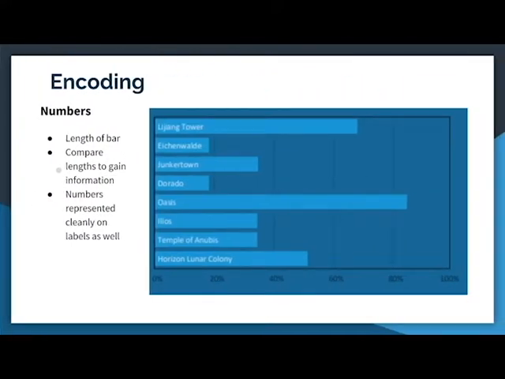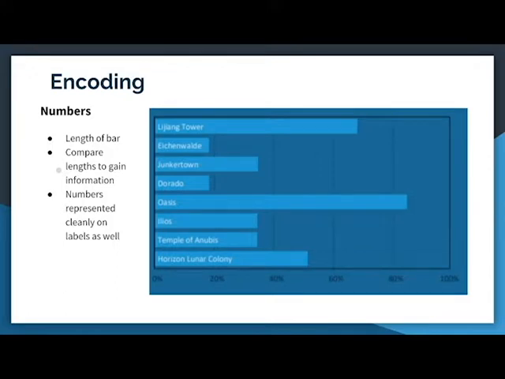So for my numbers display, what I used to encode the numbers are the length of the bars in the bar graph. I chose to do this to compare the win percentage of Dallas Fuel on each map, and I think a bar graph makes sense here because viewers will be able to very easily compare these numbers because they're right next to each other on the bar graph. And it also helps that there's labels on the bottom to cleanly represent what percentage of win rate that Dallas Fuel has on these maps.